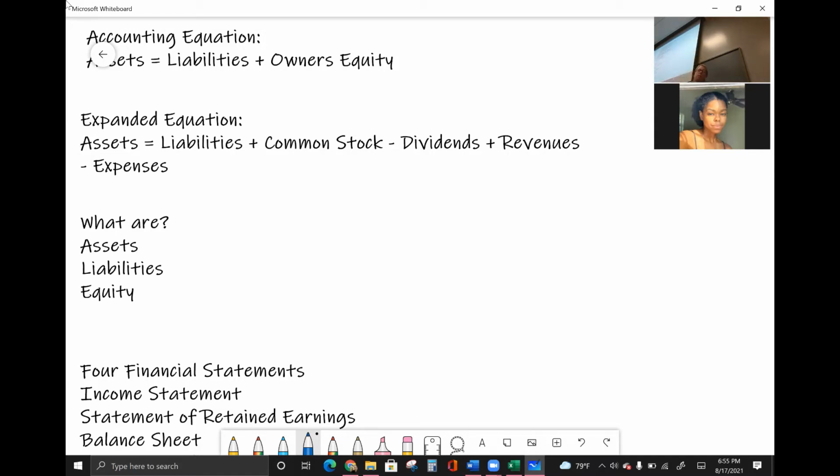Okay, then we have equity. If you notice, the expanded equation has the common stock in there. It has dividends in there. So the equity is the owner's claim on assets. So it's assets minus liabilities, right? We can solve the equation algebraically and change it, and we'll have assets minus liabilities as equity.